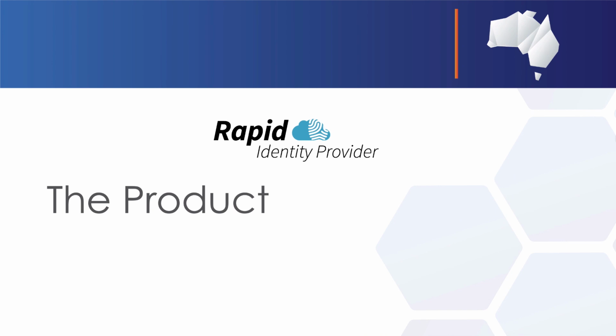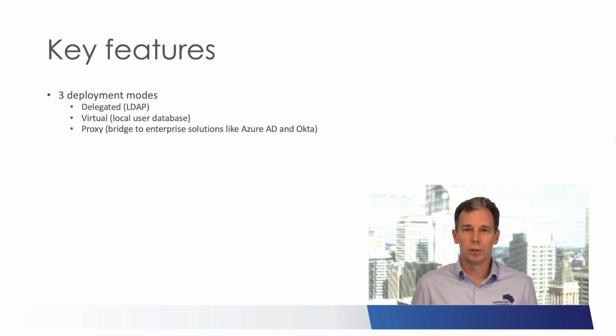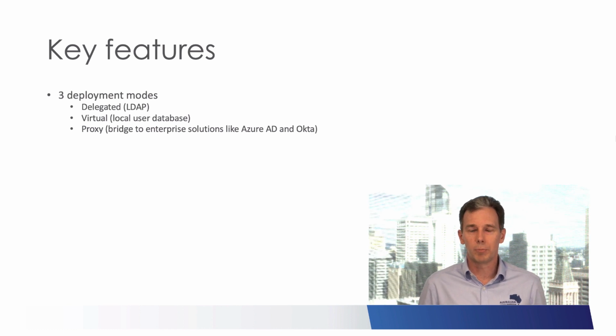So let's have a quick look at the product itself. Some of the key features: there's 3 deployment modes, so we can connect to an LDAP directory on the customer's campus. It can operate in what we call virtual mode, so a local database of users with an interface to add new users, and that's good for these small research organisations that probably don't have another identity system. It's okay for up to maybe about 50 users. Gets a bit unmanageable after that. And then we have integration with the enterprise systems for the large organisations.